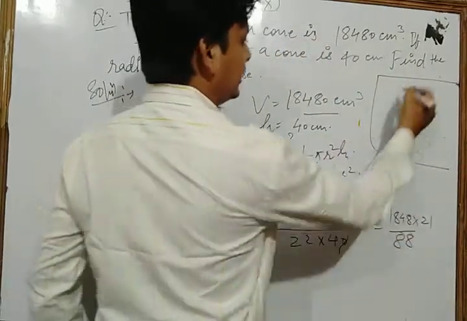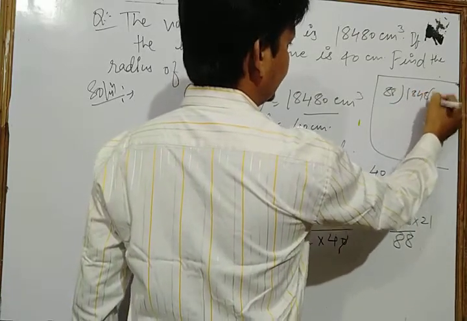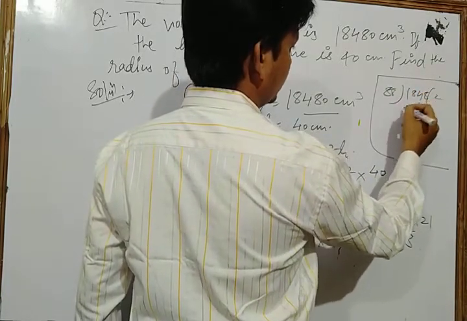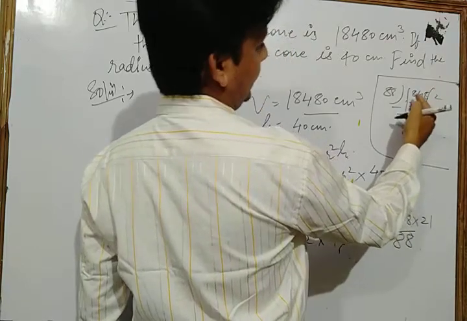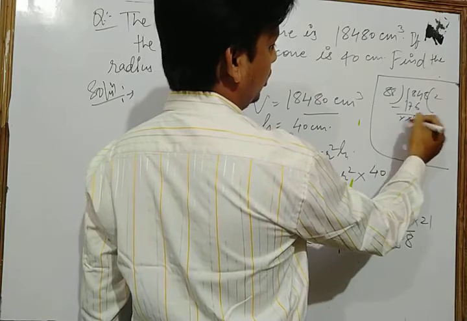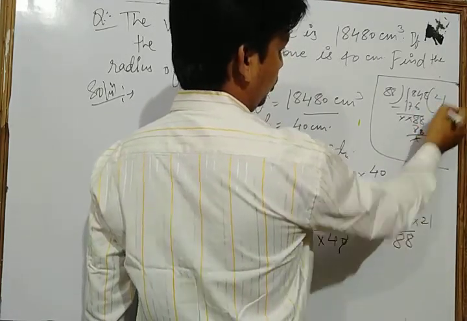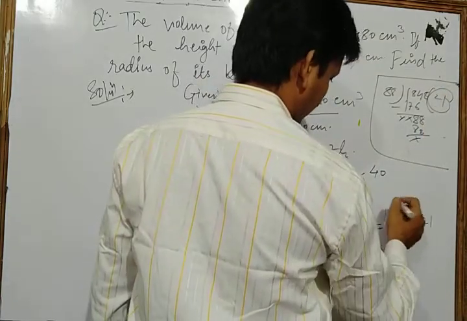Suppose we divide 1848 by 88, then 2 times the 176. If we subtract that, what do we get? Let's see, the 8 cancels out. This is 8. 88 ones are 88. So we get 21.